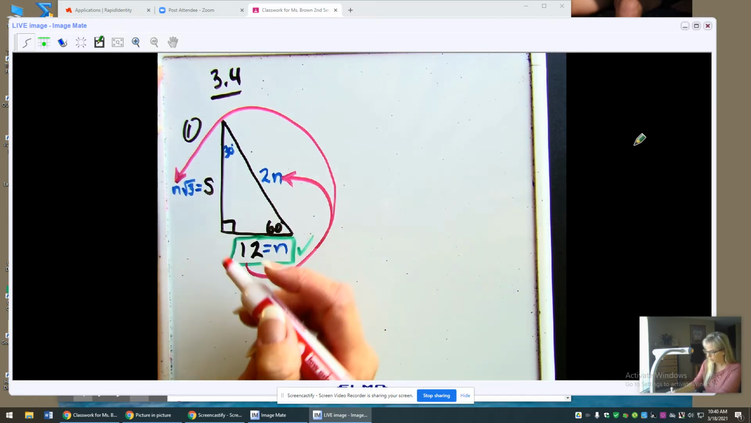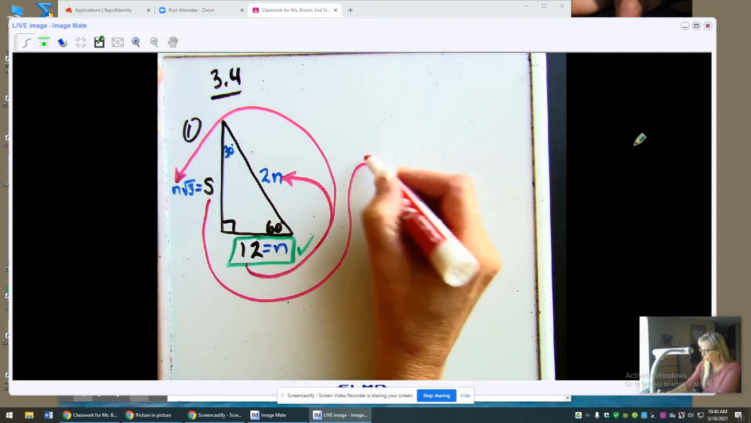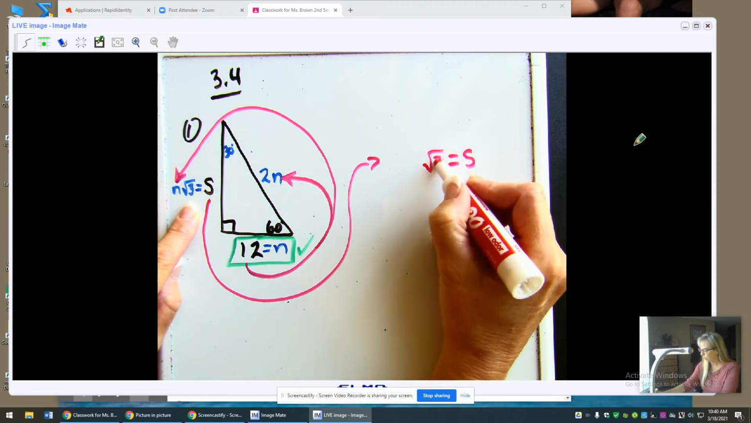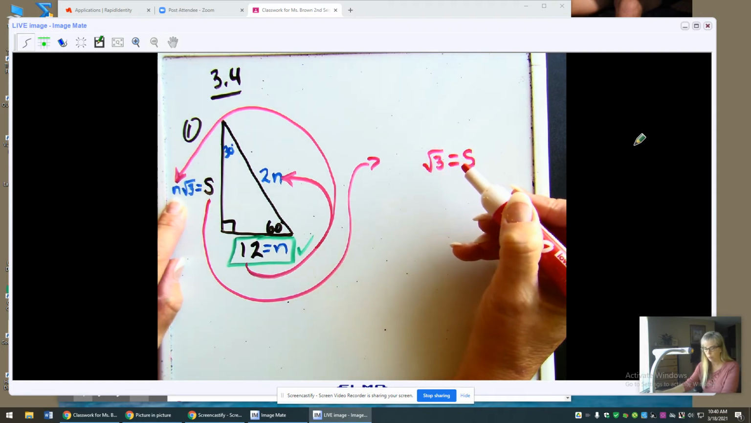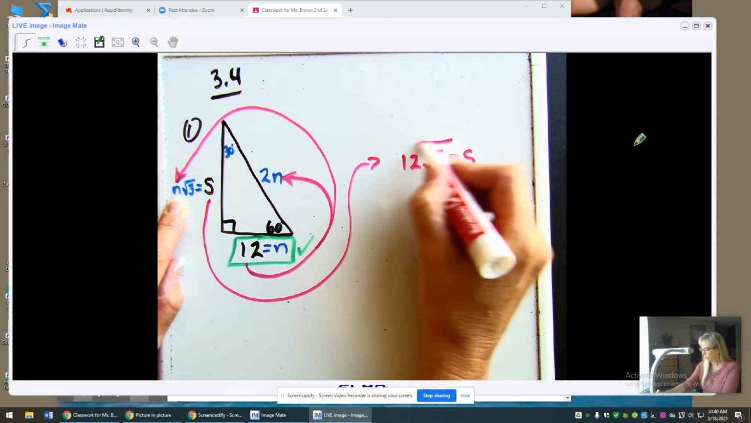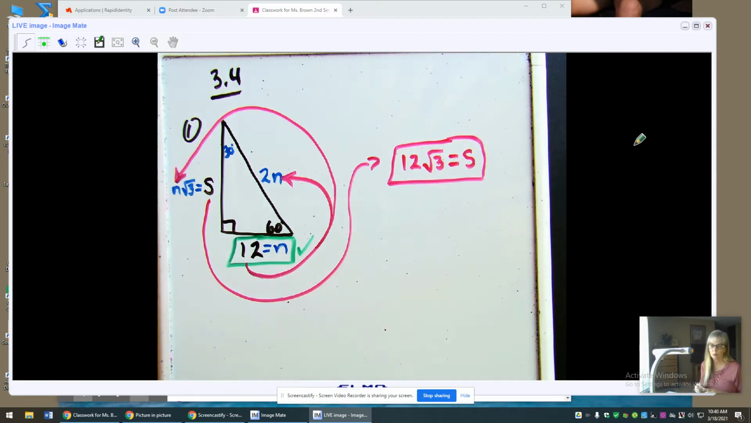We have to solve for s. So I don't have a lot of space. I'm going to write it over here. I have s on the right side, and I have it is equal to the square root of 3, and that's being multiplied by n. What's n? 12. There's my s value. It is 12 times the square root of 3.